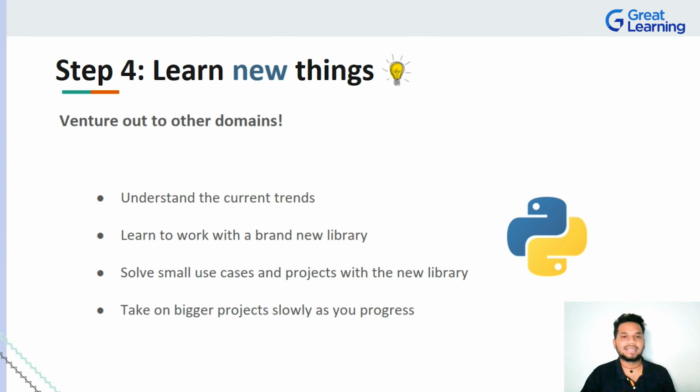Perfect. Look at the third thing in step number 4. The third thing talks about how you're going to take up small use cases and projects with the new library. Of course, once you have learned a web development library, I'm not telling you to build the best website out there in the world, but understand the basics of Flask, understand the basics of Django, and try to see if you can build something. That is the goal of using a library, not just learning how to use the library, but building something. Having an outcome based approach when you learn is extremely important.